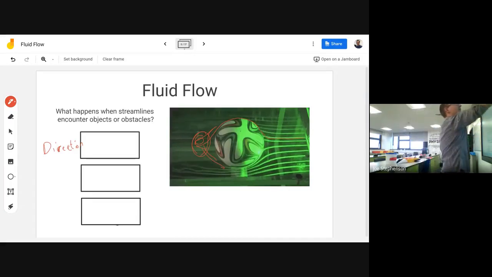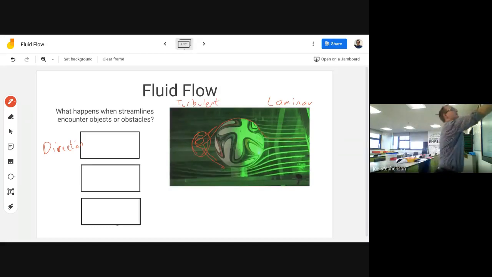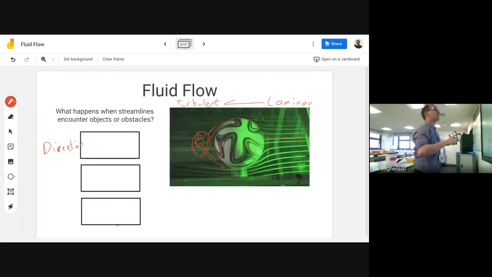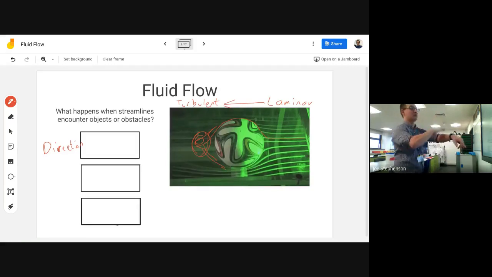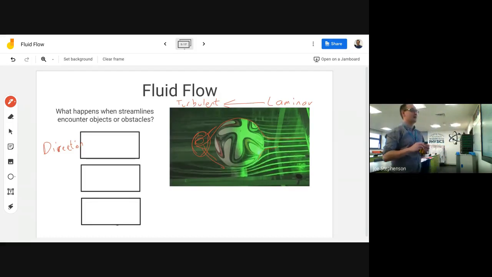So what you've got here is you've got laminar here, and then you've got turbulent here. Okay, so that's good. So it becomes turbulent. So it's that movement from laminar to turbulent. And we've gone around the object. So it can't go through the object. The air can't go straight through that object. It's got to go around it. And you can kind of see that here, just where that laminar flow is going around that ball.